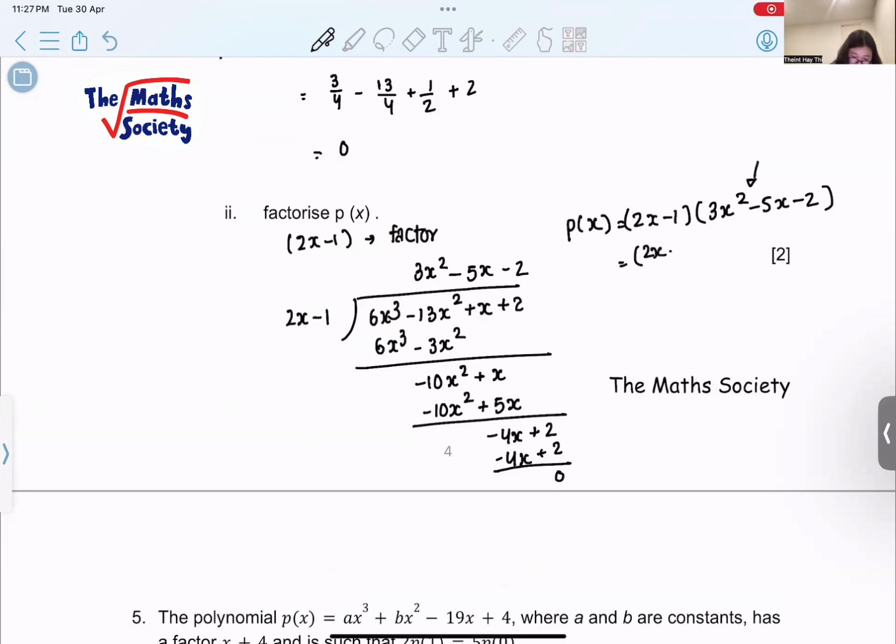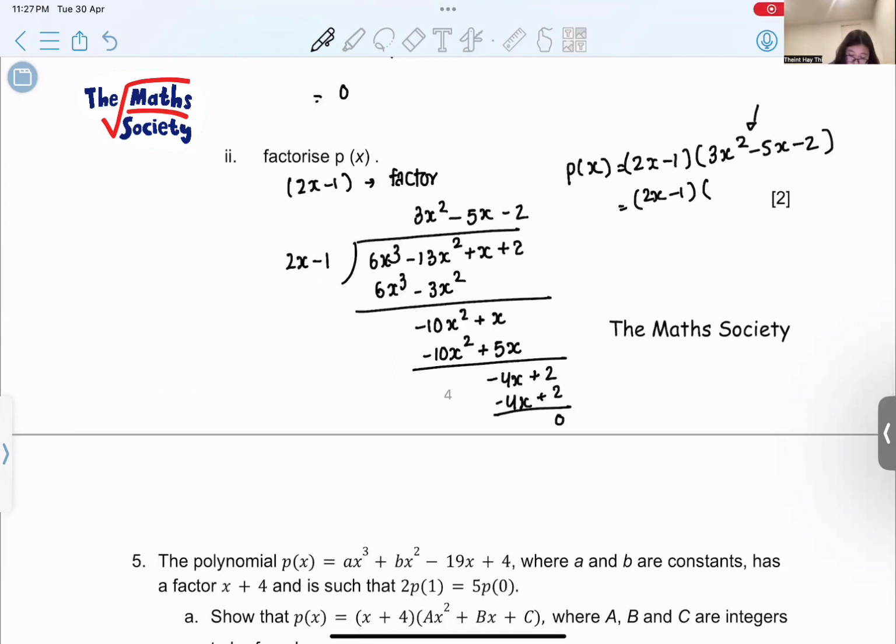So it'll be 2x minus 1. And you use the cross-method factorization, which is going to be like x 3 2 1. So it'll be like x, it has to be this way. 2 1. So that x minus 2, 3x plus 1. So that is going to be your p of x factorized.